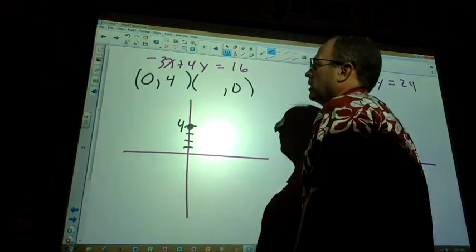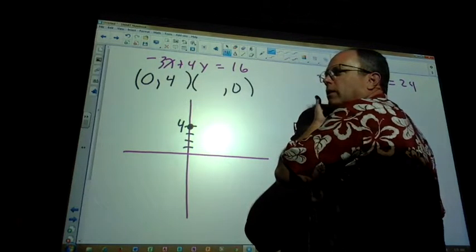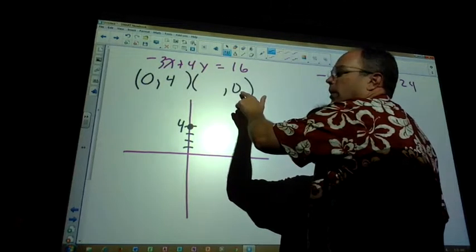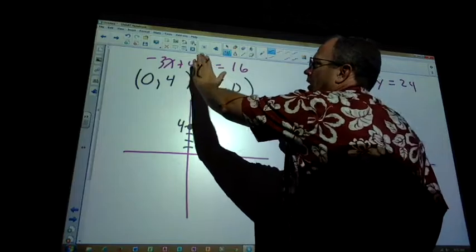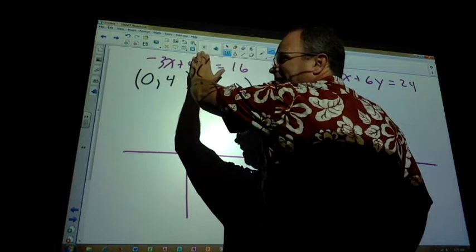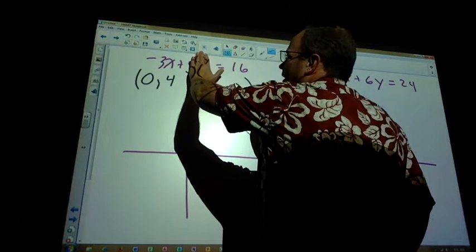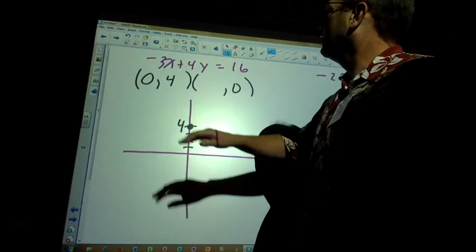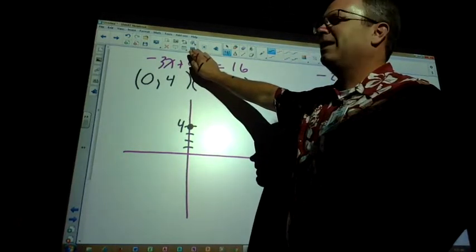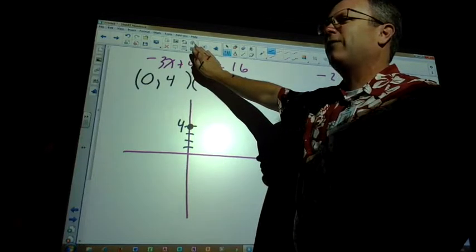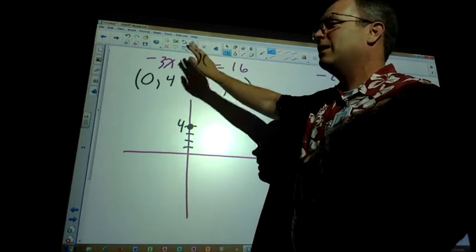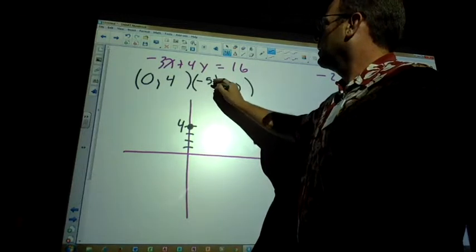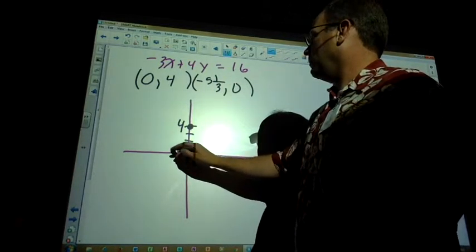Okay, the next one, I'm going to plug 0 in where? What am I going to plug it in for? Into the y spot. So negative 3x equals 16. So how does that work? 16 over negative 3 is negative 5 1/3, maybe? I finally make it a mixed number.